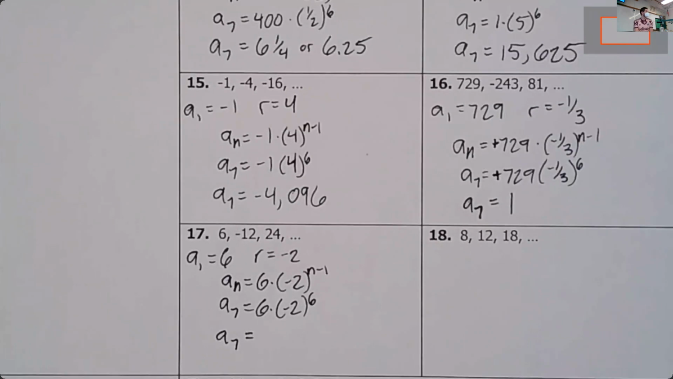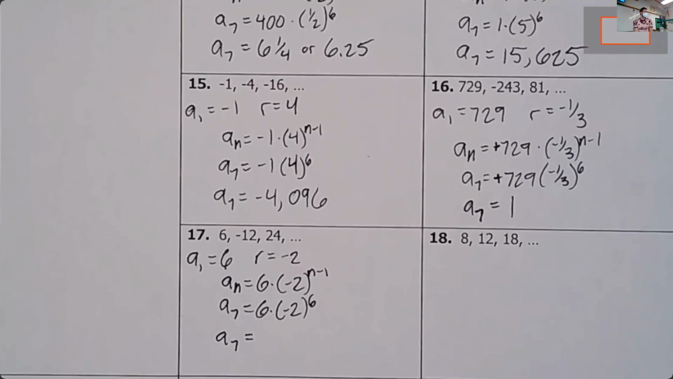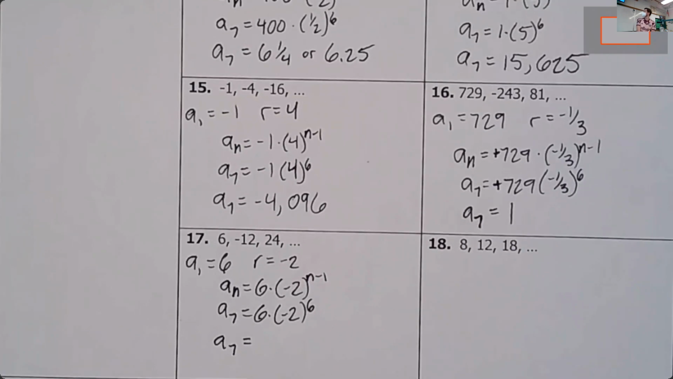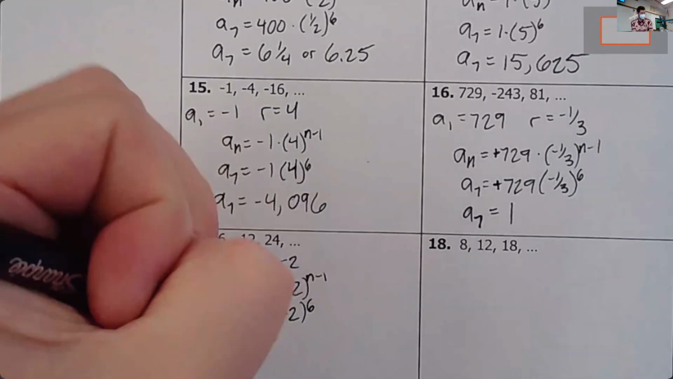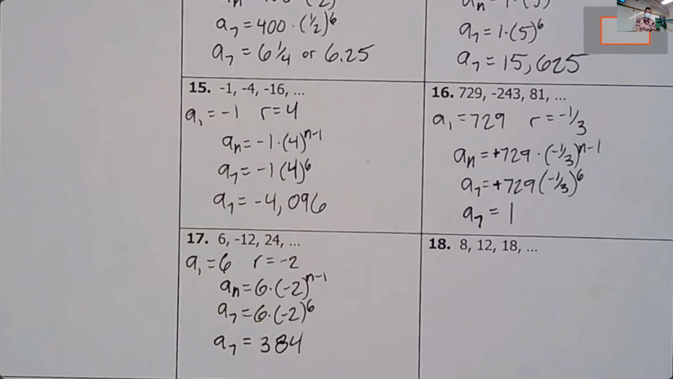What? Who's got it? Anybody? What is our 7th term on number 17? You got it? Gabriella, what do you have? 384, good. 384 is our answer for number 17.